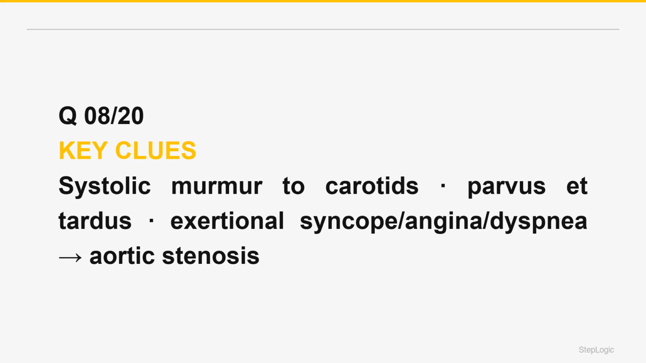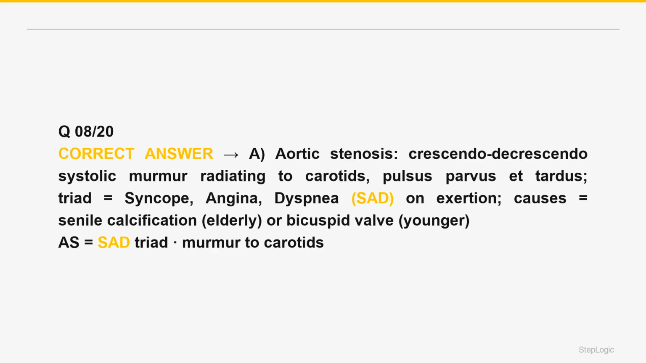Aortic stenosis produces a harsh crescendo-decrescendo, diamond-shaped systolic ejection murmur, best heard at the right upper sternal border and radiating to the carotids. As it becomes severe, the carotid upstroke is weak and delayed, pulsus parvus et tardus, and the murmur peaks later with a soft or absent A2. The obstruction to LV outflow causes pressure overload and concentric hypertrophy. The correct answer is A.